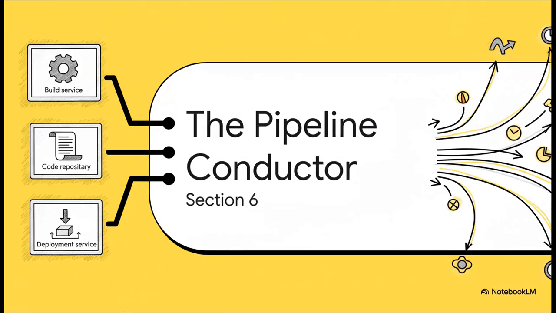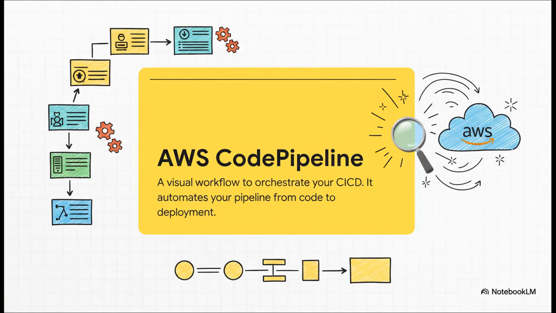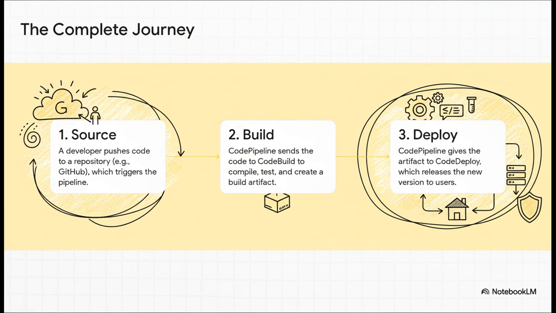So, we've seen all the individual stations, the code vault, the build station, and the delivery service. But what connects it all? What's the factory manager making sure everything happens in exactly the right order? Well, that conductor is AWS CodePipeline. This is the service that maps out our entire release process from start to finish. It visualizes the complete journey and automates every single step, tying all the services we've talked about into one smooth, seamless process.